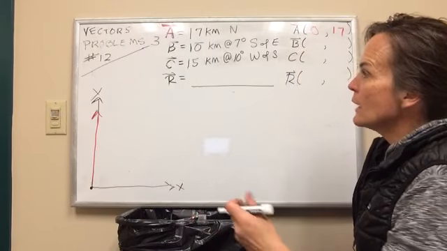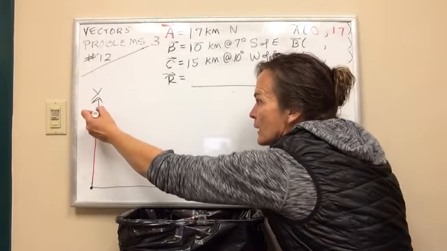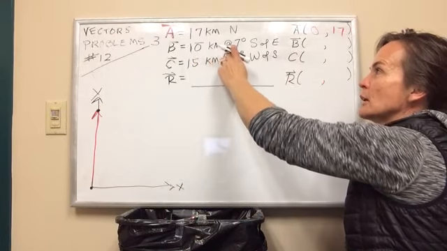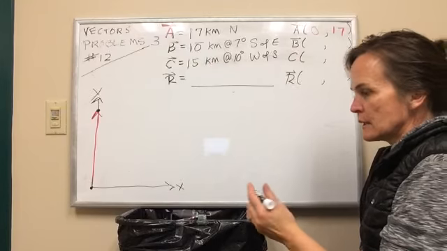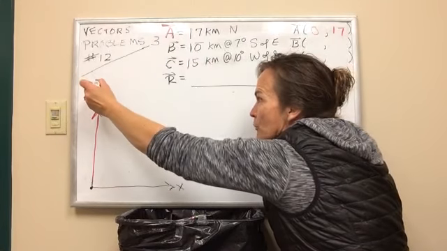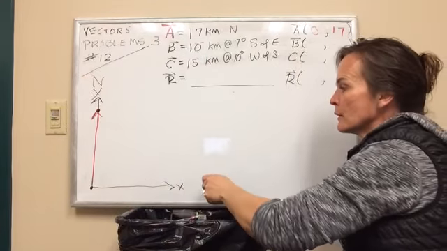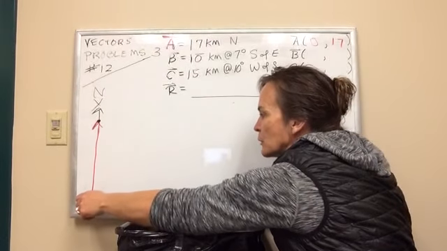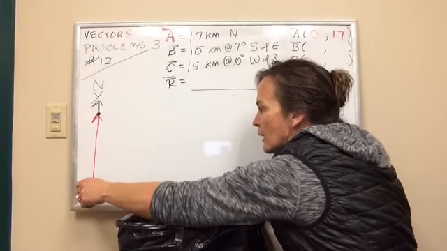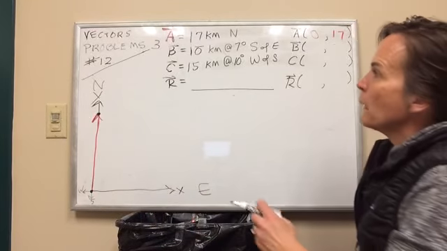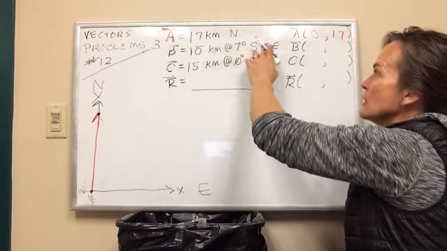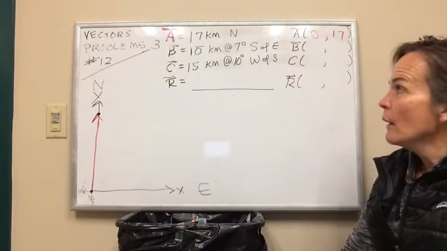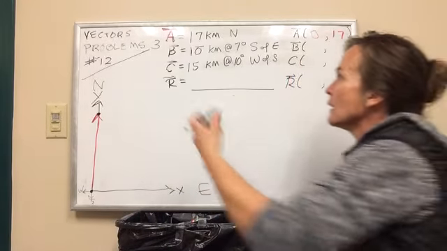We'll go with that. Now we're going to start from where we left off, at the tip of vector A, and start vector B here. Vector B says we want to go 10 kilometers at 7 degrees south of east. So just think of map directions. This is the north, this is the east, south would be down here, and of course west would be on the negative x-axis. All right, so we want to go 10 kilometers at 7 degrees south of east. Let's draw vector B in green.